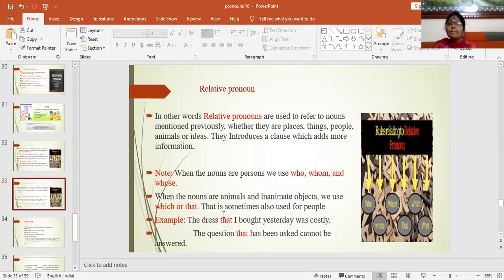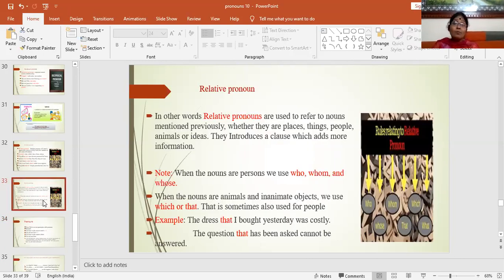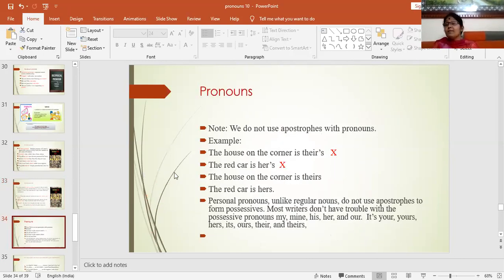So is it clear? Relative pronouns are pronouns that are used to refer to nouns mentioned previously, whether they are places, things, people, animals, or ideas, right? And they introduce a clause which adds more meaning, right? So this is all about our pronouns. Now, remember, when we are using pronouns, we do not use apostrophes with pronouns.